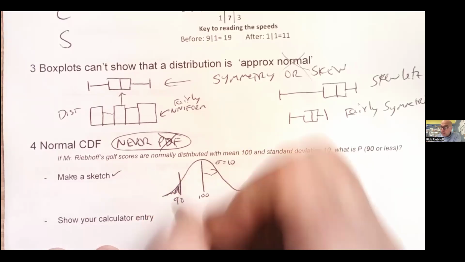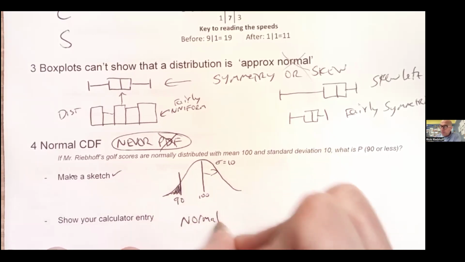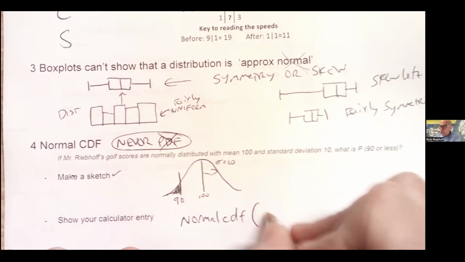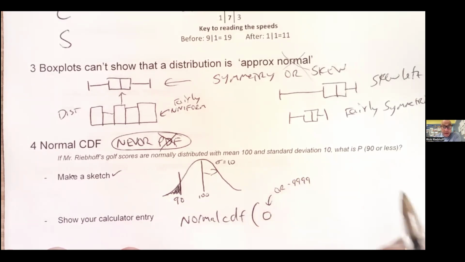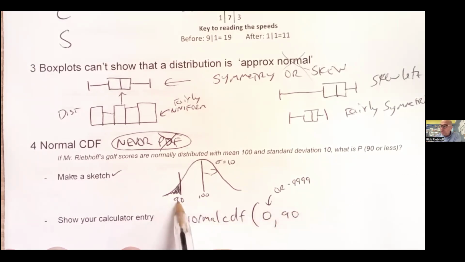This makes it really easy to show my calculator entry, right? Normal CDF, and then the low value. You could use 0, or you could use a big negative number, an approximation of negative infinity, but 0 is far enough away that that would be fine. My right endpoint, and then the mean, and then the standard deviation. Plug that in, press enter, and you're good. Okay, so there's normal CDF.